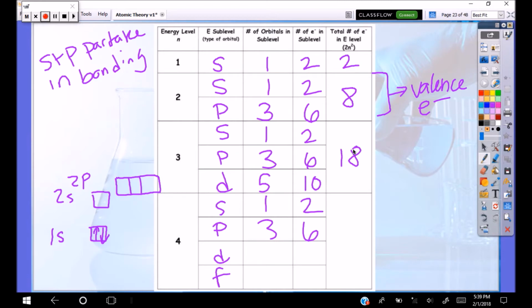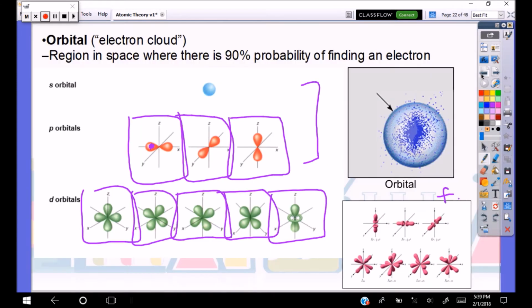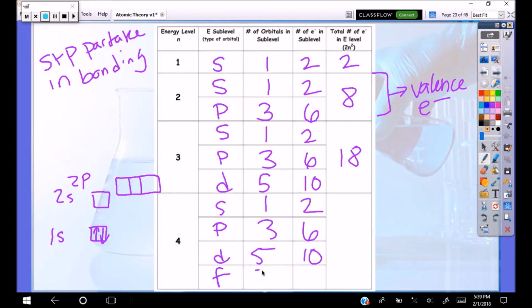All right. Then same thing, we get a 5 and then a 10. And then with F, we actually have 7 shapes. 1, 2, 3, 4, 5, 6, 7. So since we have 7 shapes, we have 14 electrons for a total of 32. Okay.